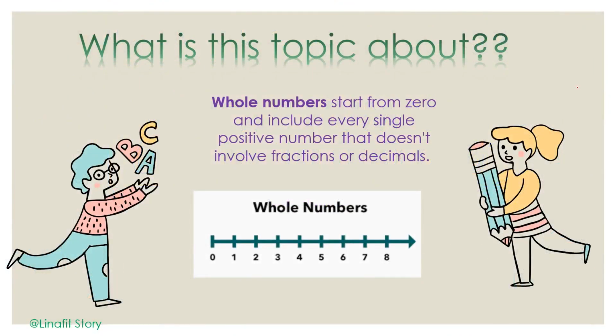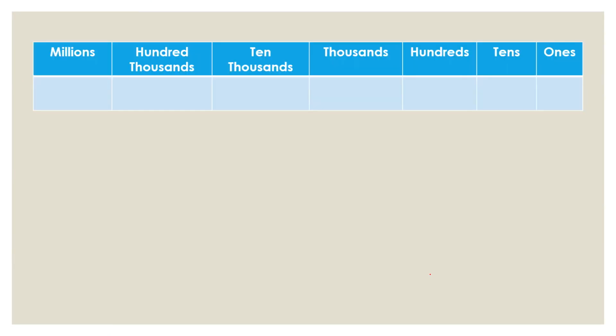What's this topic about? Whole numbers start from 0 and include every single positive number that doesn't involve fractions or decimals. So the whole numbers here, for example, 0, 1, 2, 3, 4, 5, and so on. Here is the place value table. As you can see here from the right side, there is ones, tens, hundreds, thousands, 10,000s, 100,000s, and millions.